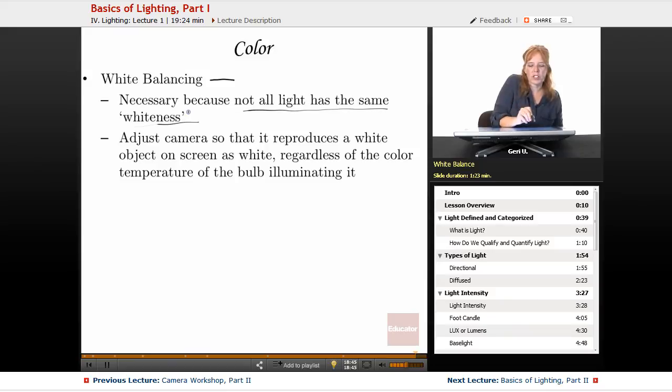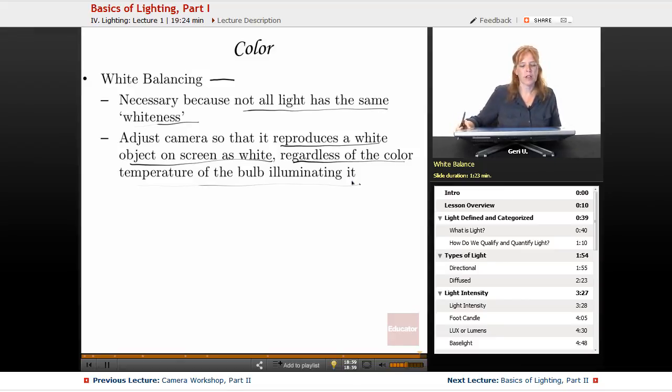So what we do is we adjust the camera so that it reproduces a white object on screen as white in the white light that we're using, regardless of the color temperature of the bulb illuminating it. So that's a very important part of the process. And if you do go ahead and white balance your camera, I want you to just remember that it's an important part of your process. You must do it every time or have an automatic setting so we know what we're working with color temperature wise.